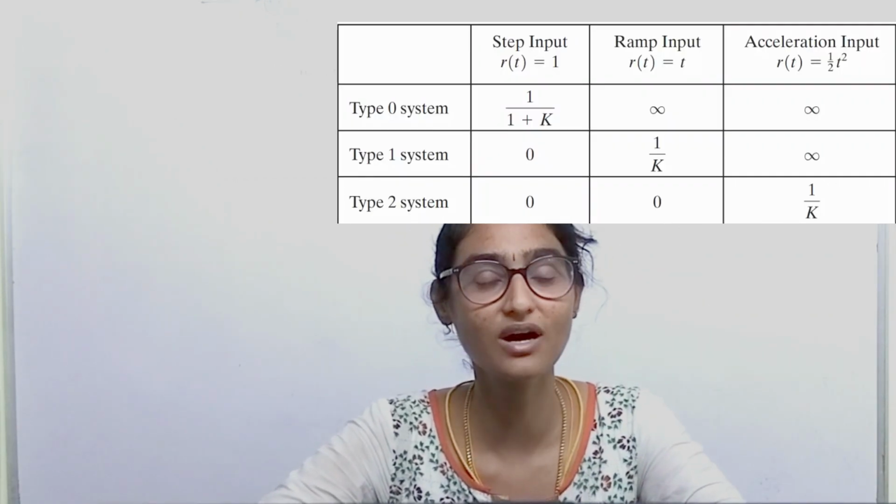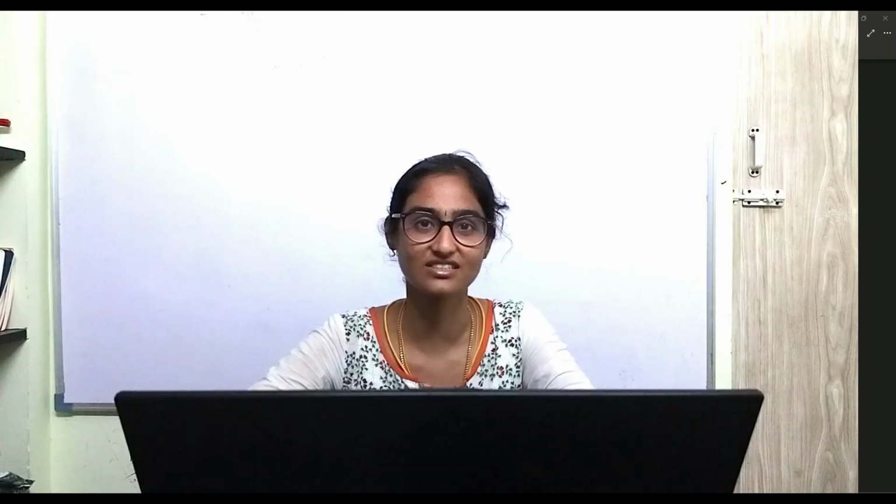You need to think about the error term and then find out the error coefficient. Then you have to find out the steady state error ESS. We are going to look at that in this video. There are actually two ways to do that. Both are really simple ways and you can choose which one you want to do. Let's get started.